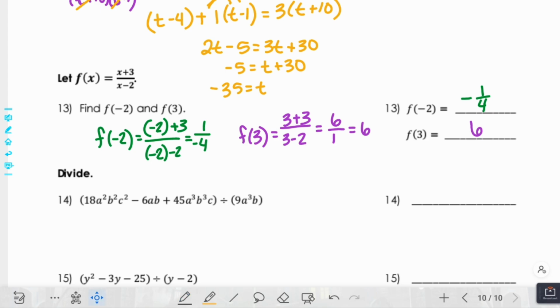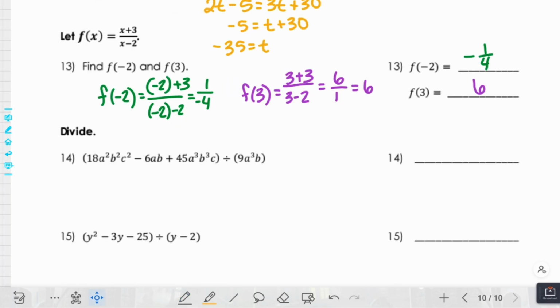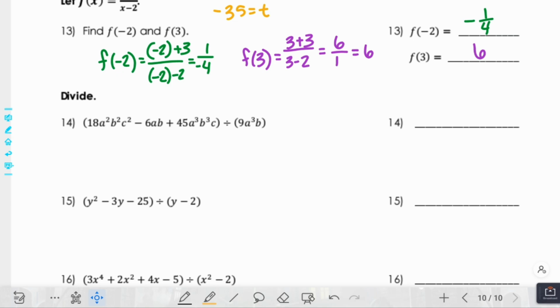When you are dividing, we just did this recently, when you are dividing by a monomial, like we are here on 14, you just divide every single term by that monomial. So you take this 9a cubed b and divide everything by that. Since I'm writing them underneath, I'm going to cross it out over here on the right. So let's see what these terms turn into.